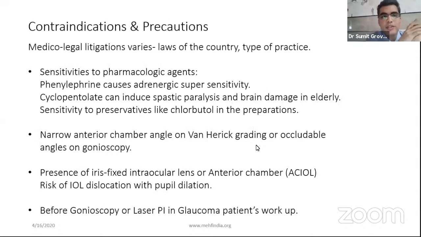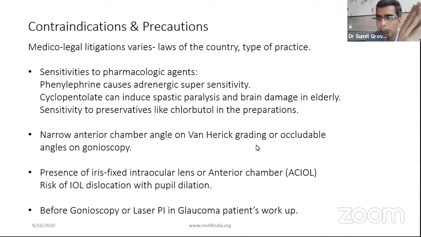Now, contraindications and precautions. Medico-legal litigation varies from country to country and type of practice, like whether you are a solo, independent practitioner, or you are in a group practice, or you are under the supervision of an ophthalmologist. It varies.